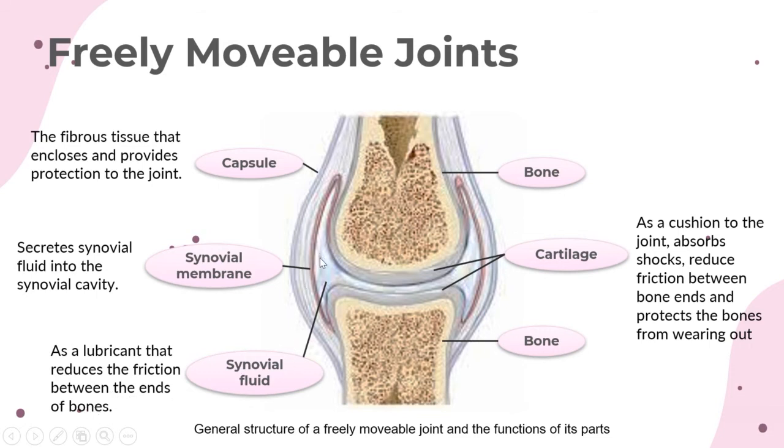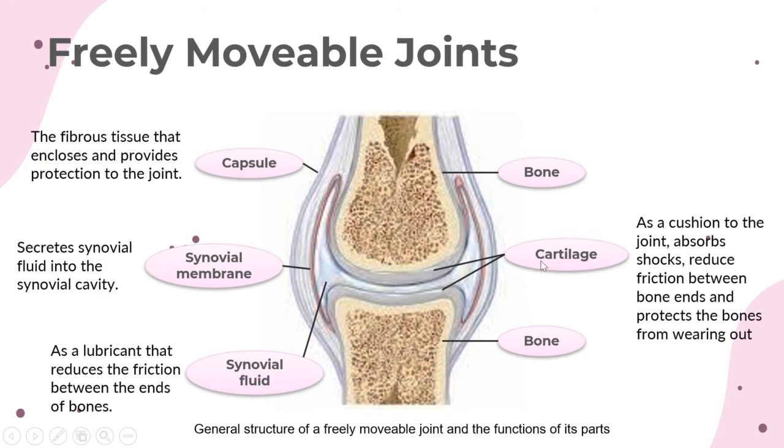So the synovial fluid is inside the synovial cavity. It is a fluid that acts as a lubricant that will reduce the friction. You have to know that every time the bone moves, friction will occur between the two bones. So how do we reduce the friction? By synovial fluid. Synovial fluid acts as a lubricant to reduce the friction between the ends of the two bones here. So that is synovial fluid.